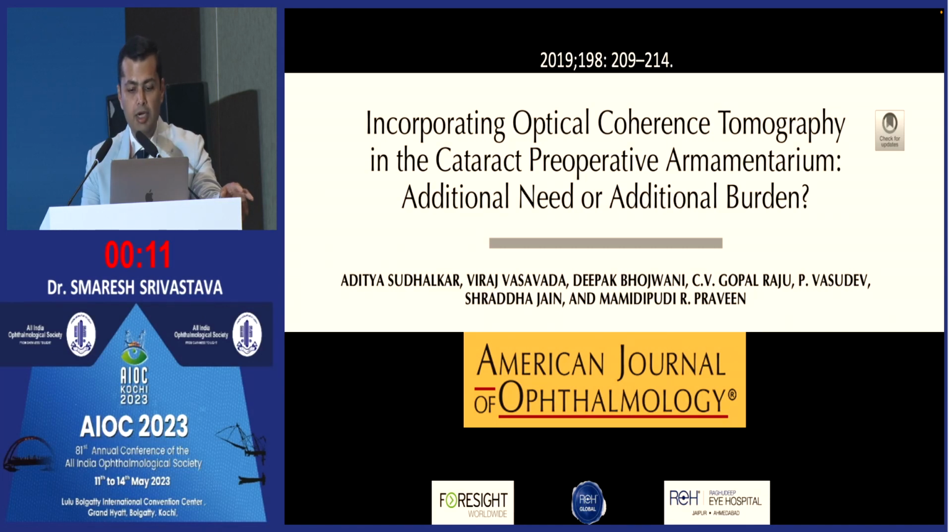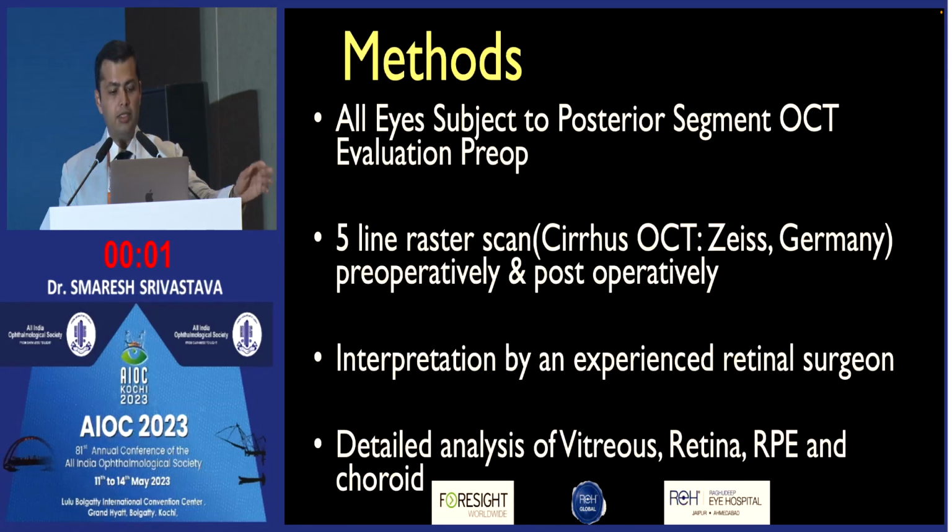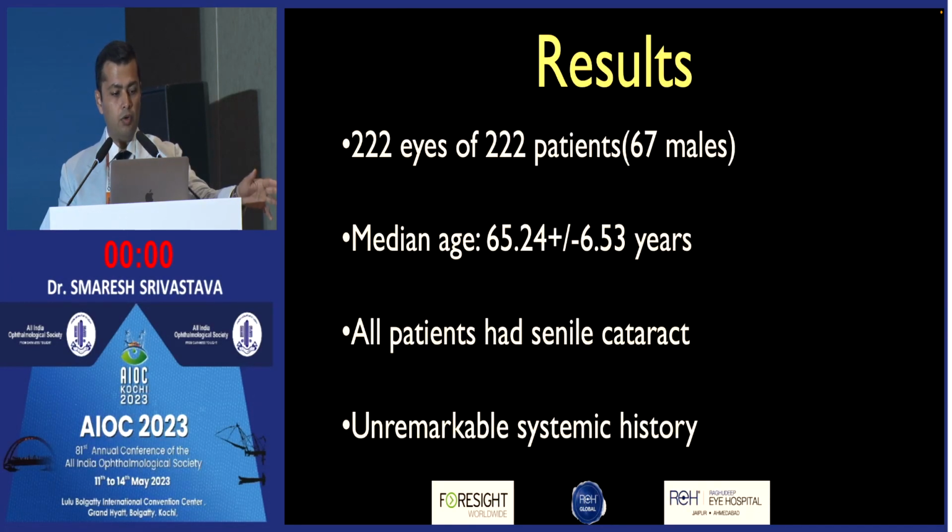So Aditya from our team published this. We did a study which was an observational series on patients undergoing cataract surgery, with no retinal comorbidities. Retina doctor had seen these eyes, labeled them as normal, and the retina doctor was masked to the OCT finding. Okay, and what did we find in these close to 200 eyes?